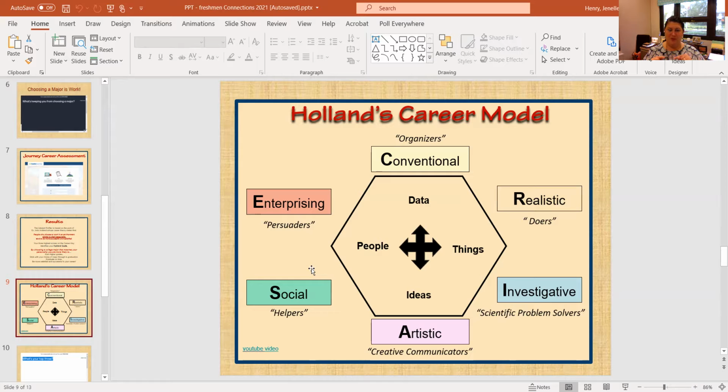The most popular one for exploratory study students is this next one, S, for social, being a helper.